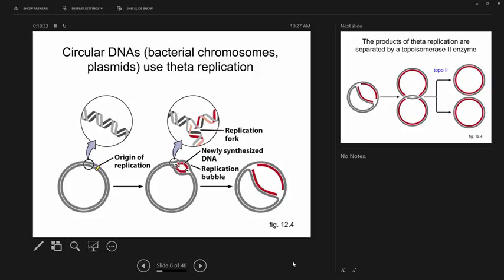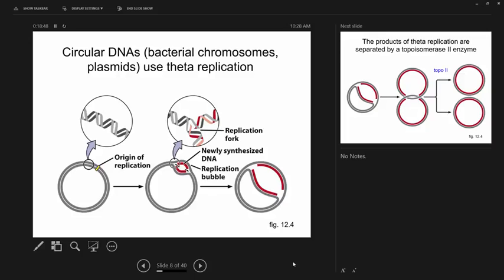There's another replication mechanism discussed in your book that's called rolling circle, but we don't have time to get to that, and so we leave that. You'll talk about that in microbiology class when you take it.